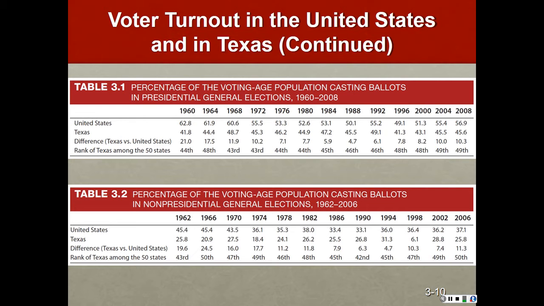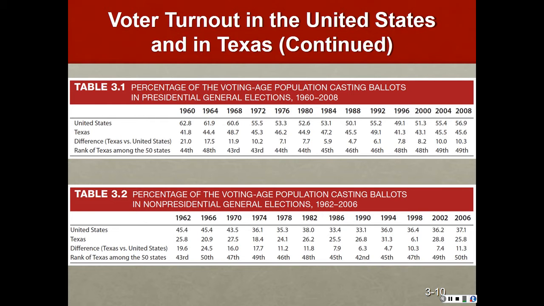But let's look at the top table, 3.1, and talk about president. In 1960, in the United States, 62.8% of the voting age population cast ballots. In Texas, 41.8%. In 1964, the United States went down to 61.9%. Texas went up to 44.4%. However, we are still 17.5% less than the general population. We ranked 48th among the 50 states.